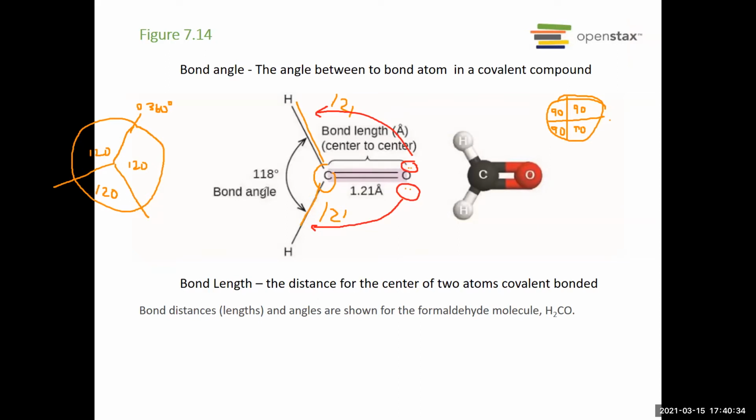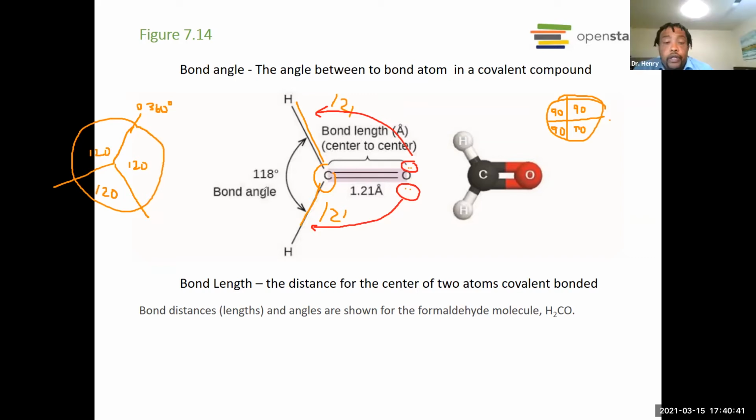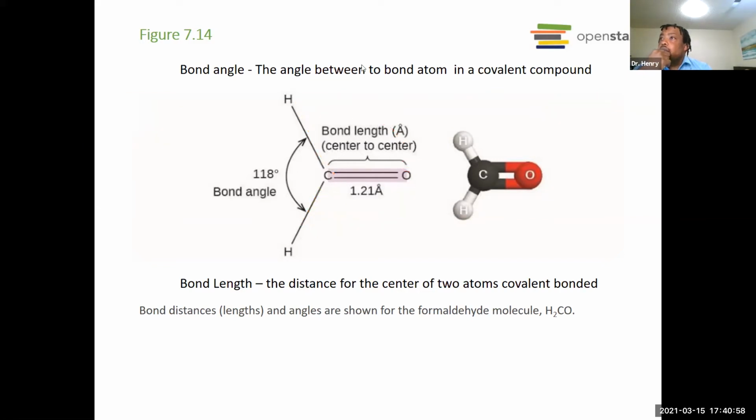Does the amount of lone pairs matter depending on what degree you're going to get? Yes, the number of lone pairs are going to also affect the degree. So the fewer lone pairs, the less push it's going to have. The more lone pairs, the more push it's going to have. Yeah, that's a very valid point. Okay.